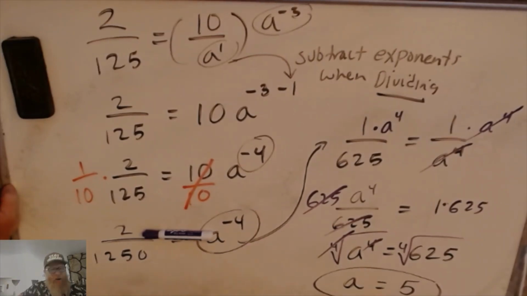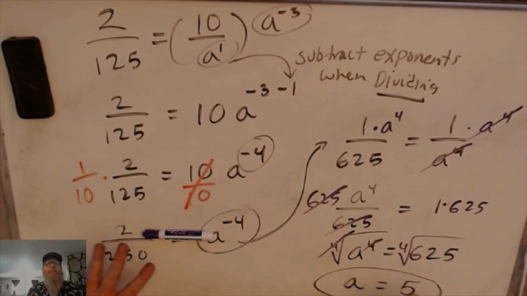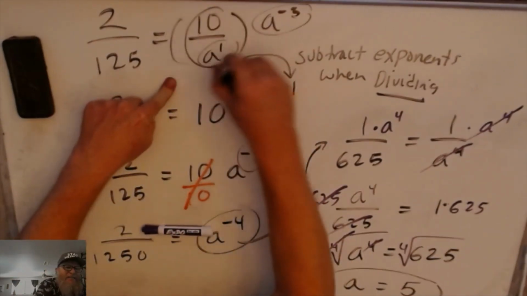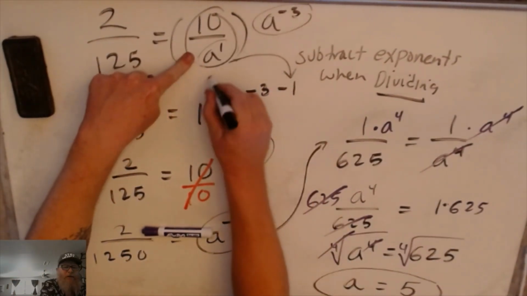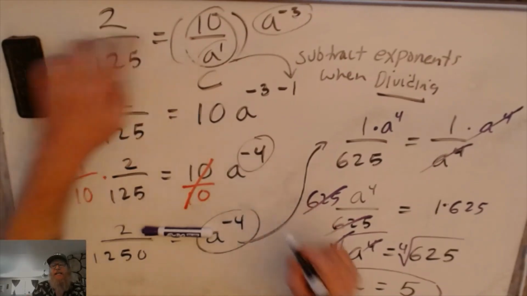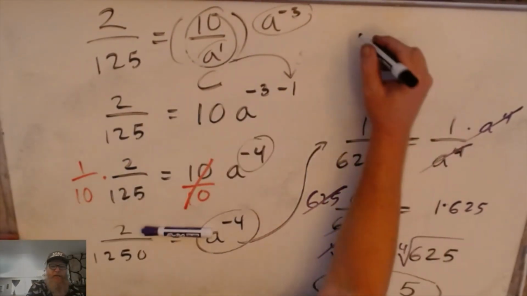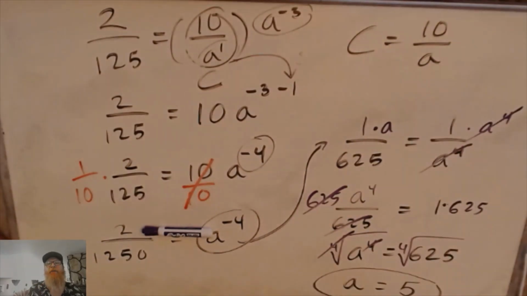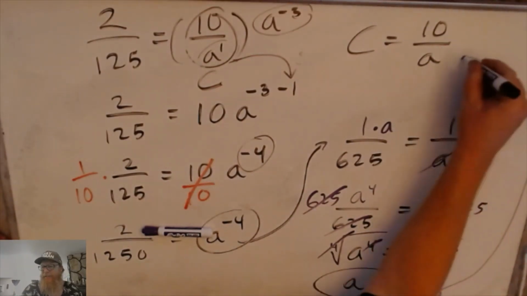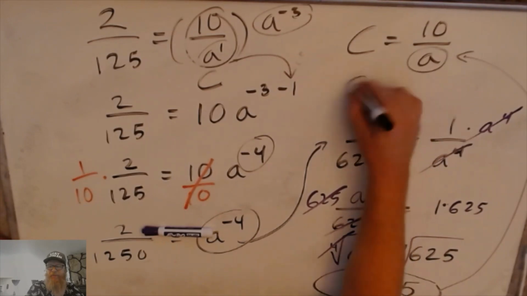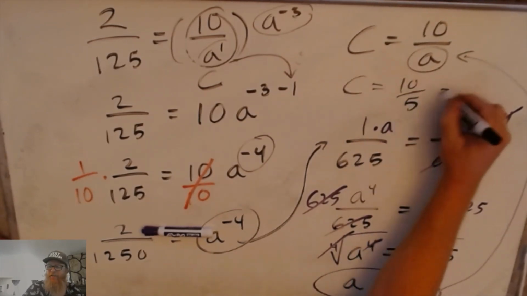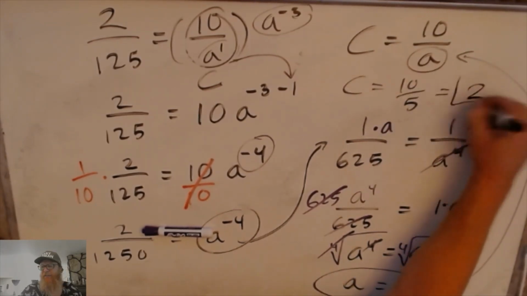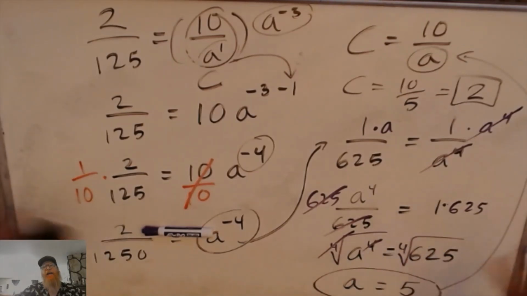All right, so we've got our A. I don't know if you remember, I erased it 10 minutes ago, but we still don't know what C is. Remember this guy up here? This guy was our C. C should be pretty easy. C is just 10 over A, and A is 5. So you're done. 10 over 5 is clearly 2. So now you are totally done.